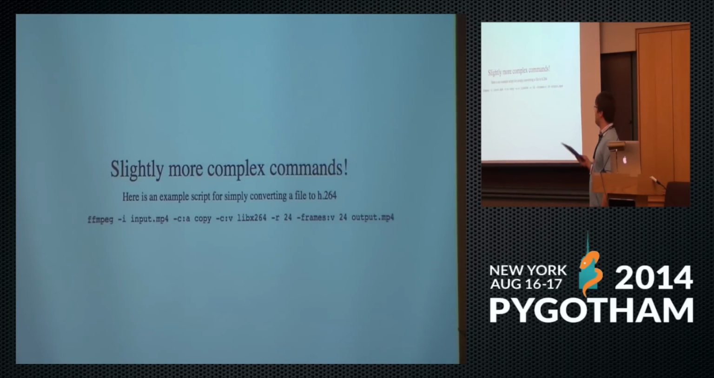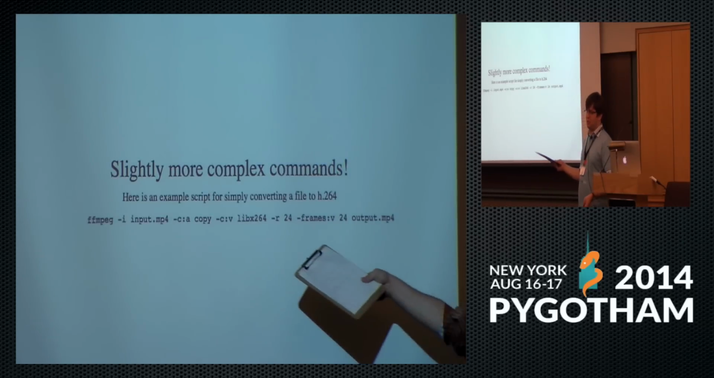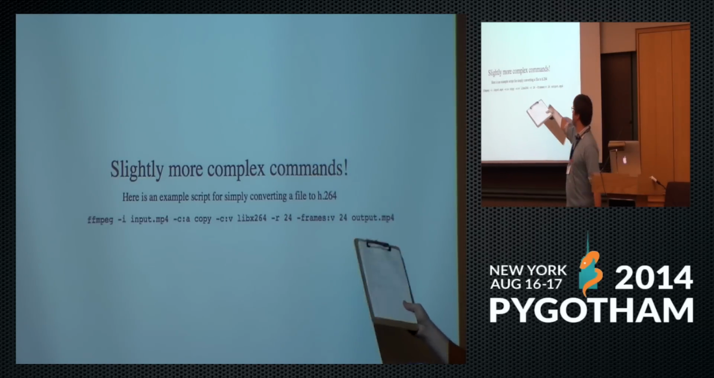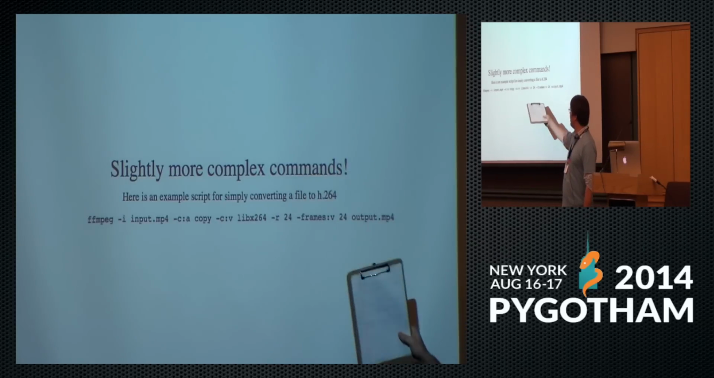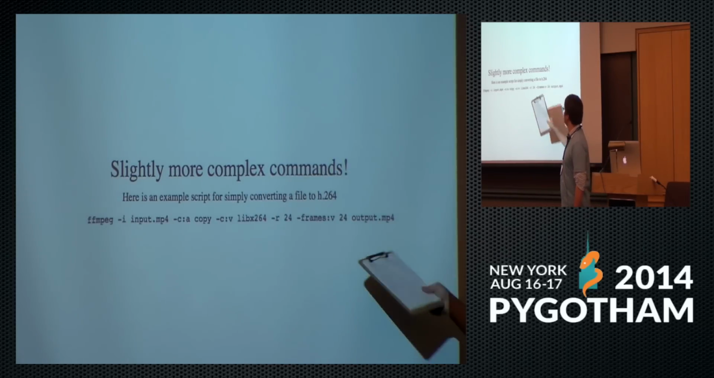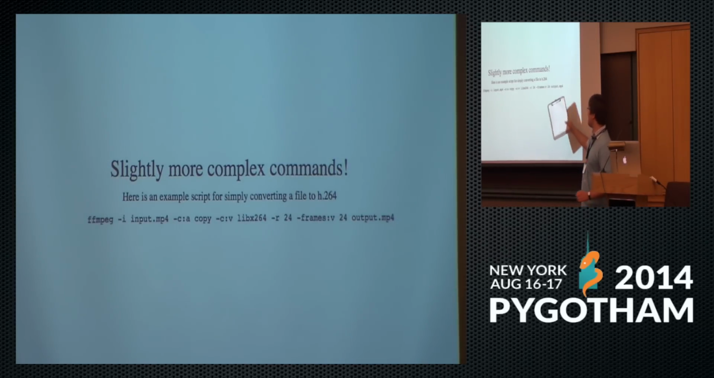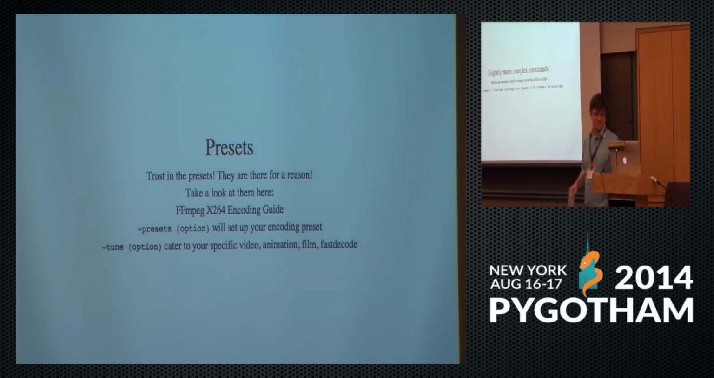And so here is a way more useful example. This is just taking a raw input and making it into an x264 format, 24 frames per second. That is a typo. And that would be our output file.